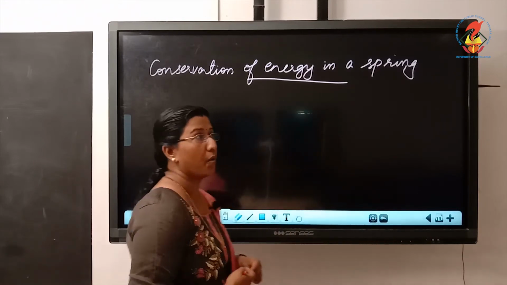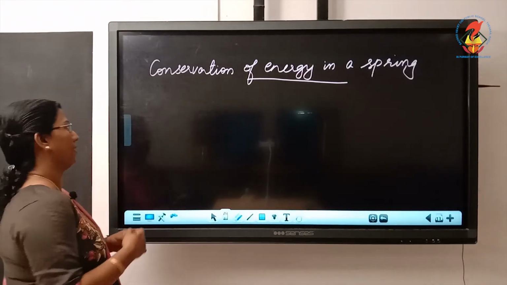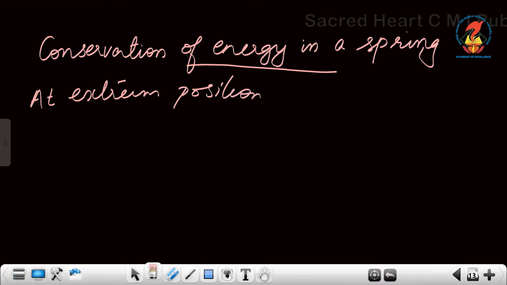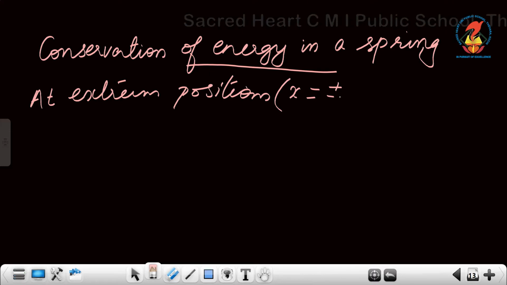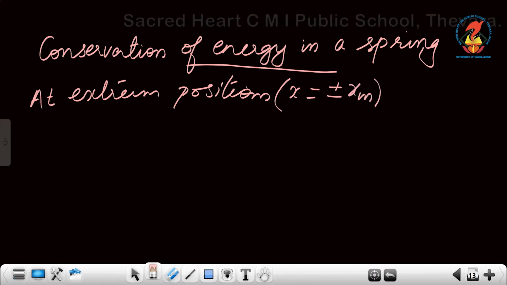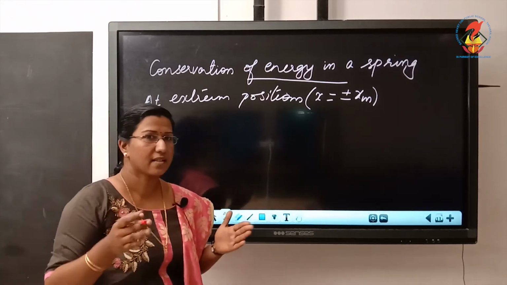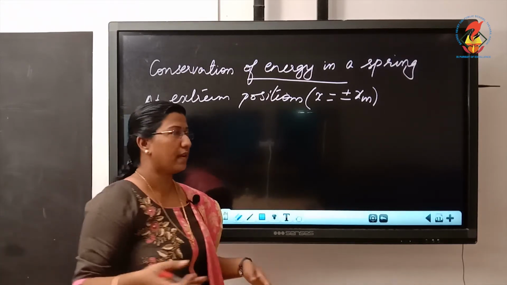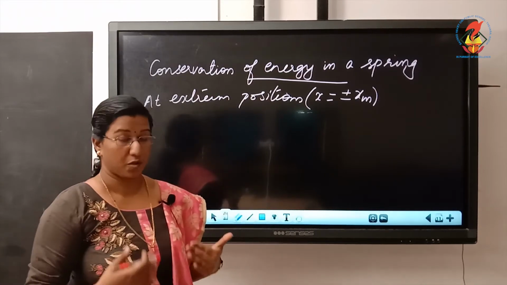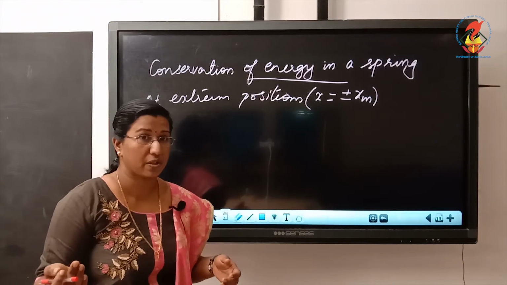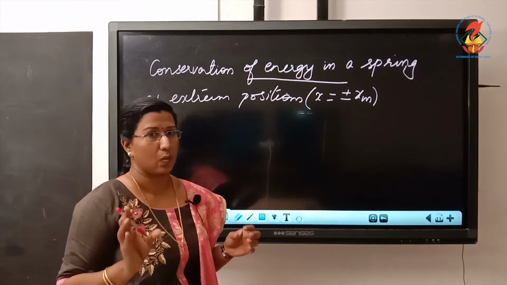So first, we are going to take the case of the extreme position. That is x is equal to plus or minus xm. I told you about 2 centimeter. That 2 centimeter is xm here, and x is any position in between those two. So at the extreme point, what happens? It has the maximum potential energy and kinetic energy is equal to 0.